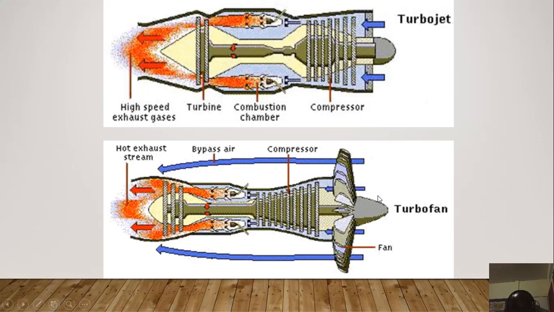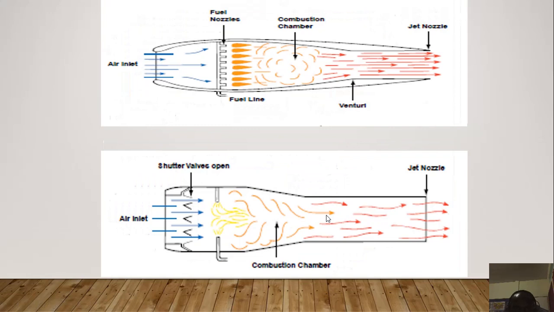We see the turbofan. This is the fan, before you reach the compressor section. Then we have the bypass air, then the hot exhaust stream. So the exhaust gets out as a stream of hot gases. You can see the main difference: we have the fan here, here we don't have the fan. So this is briefly how a gas turbine engine looks.